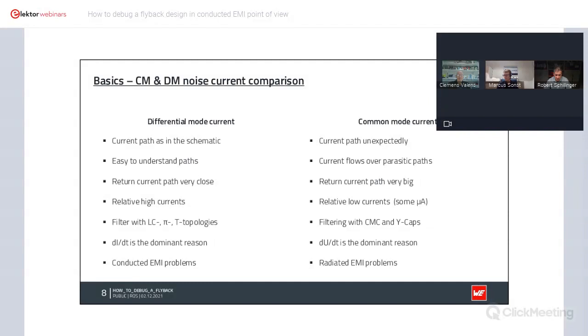What can you do against the common mode? You can filter with a CMC, the common mode choke, supported by Y-caps, for example. And the main or dominant reason is a high dU over dt. It's a very, very fast change of the voltage on the switch node, for example. And common mode results often in radiated EMI problems.